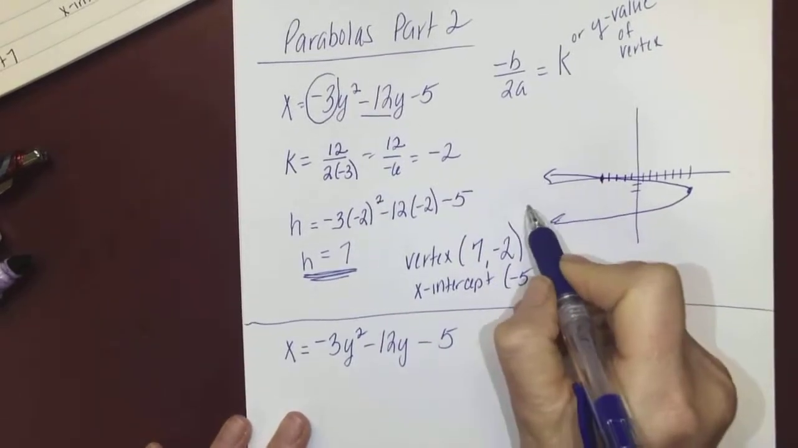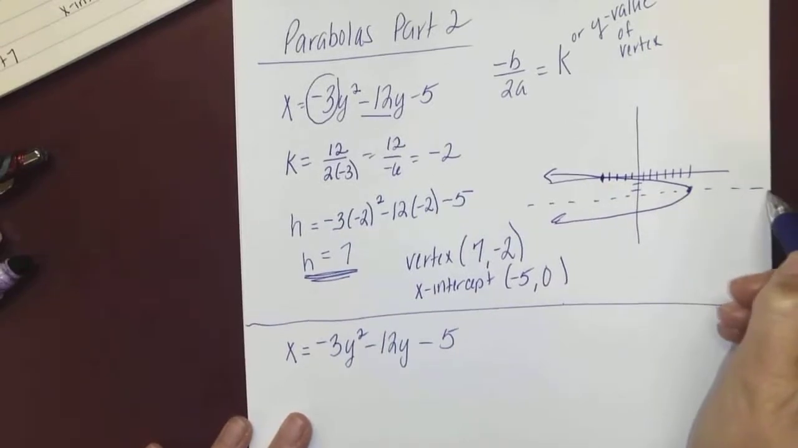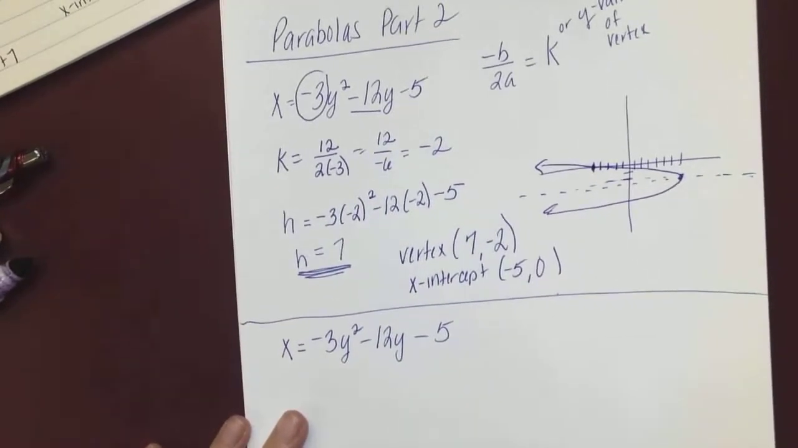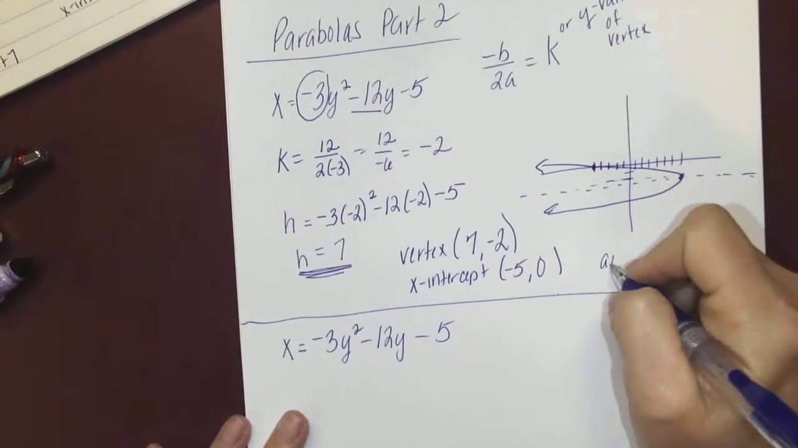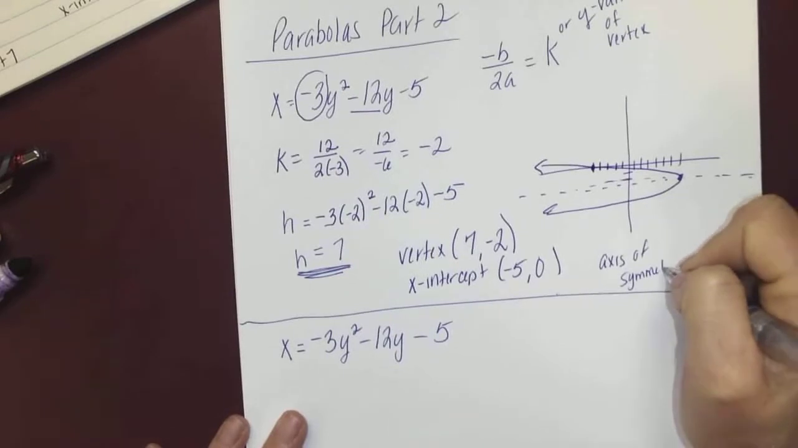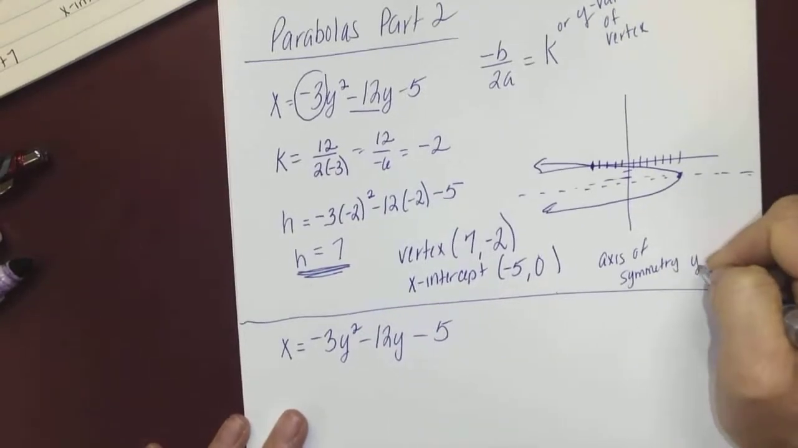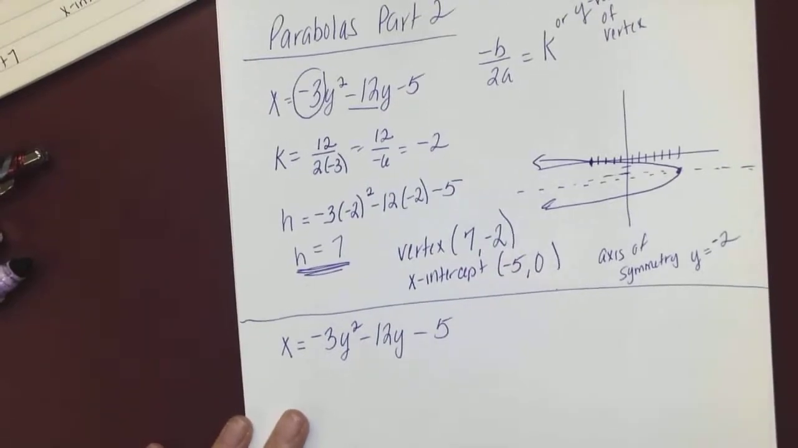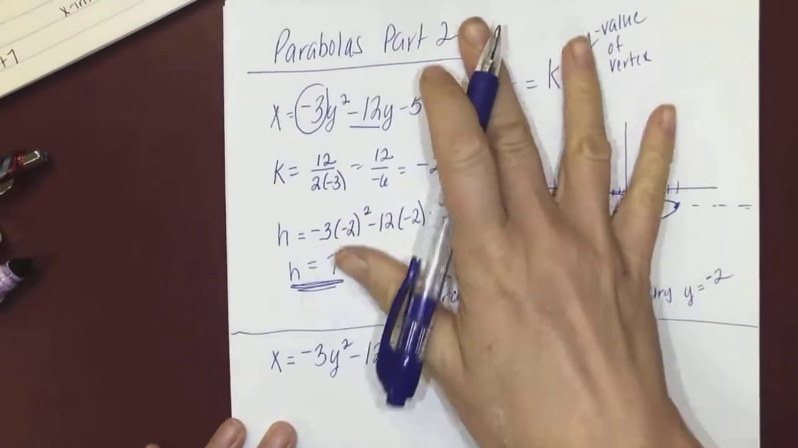And my axis of symmetry will actually be going right through the center, but this time it'll be a horizontal line. So my axis of symmetry is y equals -2. It's that line going through the center. Now that's kicking it Algebra 2 style.